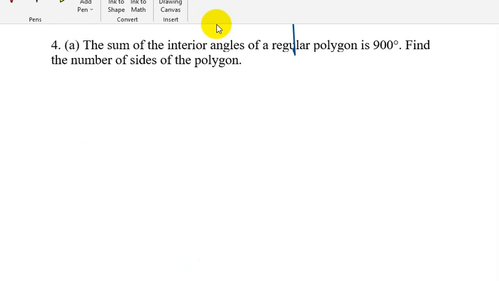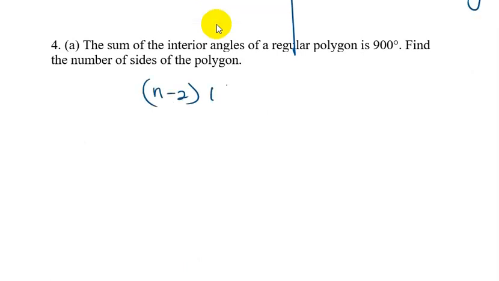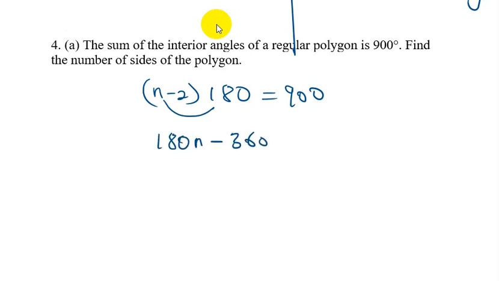Simple. We know that when we are finding the sum of the interior angles of a polygon, it is n minus 2 multiplying 180. But we are given the interior angle sum to be 900 to find the number of sides, right? So we equate this to 900. When we multiply this out, we get 180n minus 360 being equal to 900.